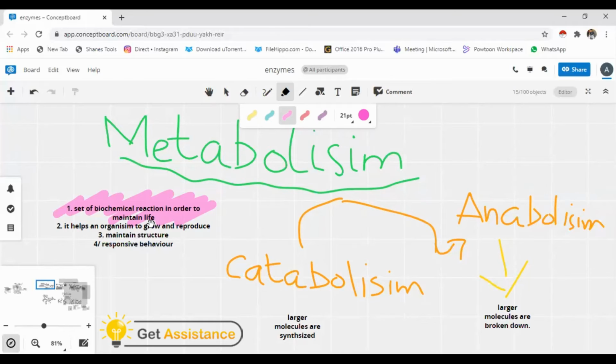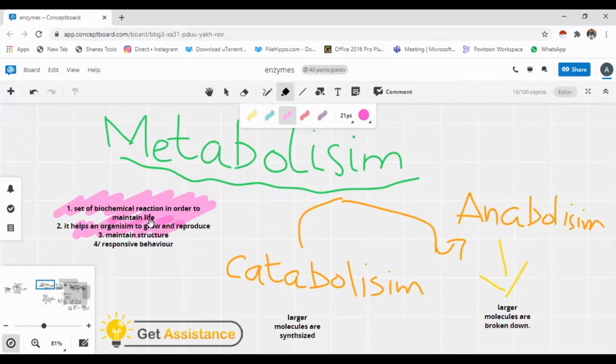So basically, metabolism is a process or a reaction which is used to maintain your life. It helps an organism to grow and reproduce. It allows a human being, or any kind of animal, to reproduce or to grow. If I'm talking about plants, there must be some metabolism in them.